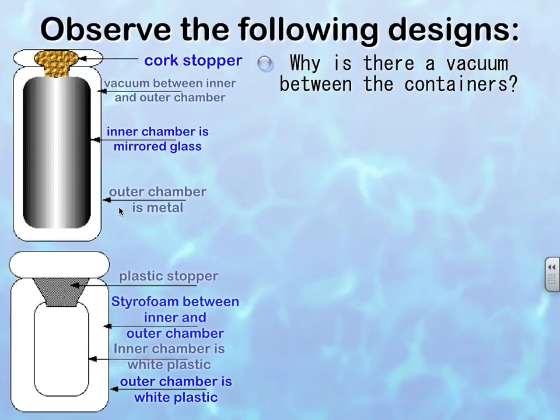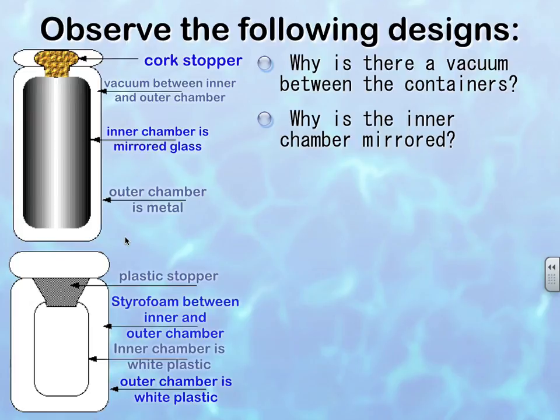If there's no vacuum, then is there anything to conduct? No. Is there anything to convect? No. So if you've got a vacuum in between these two, you've stopped conduction, you've stopped convection. The only thing you need to stop is? Radiation. So then you ask yourself, hey, why do we have this mirrored glass here? And you say, hey, that's going to stop radiation. So if I stop conduction and I stop convection and I stop radiation, guess what? You put something cold in there and it stays cold. You put something hot in there and it stays hot.